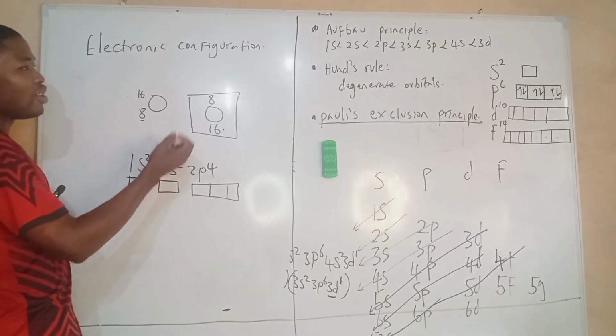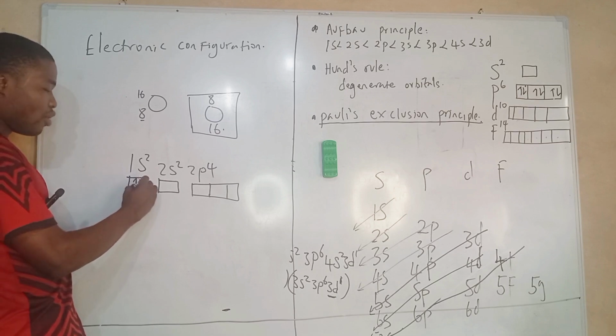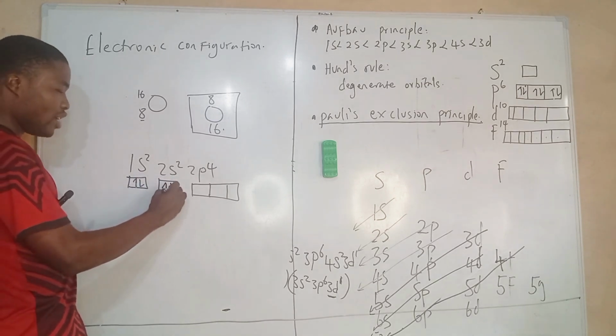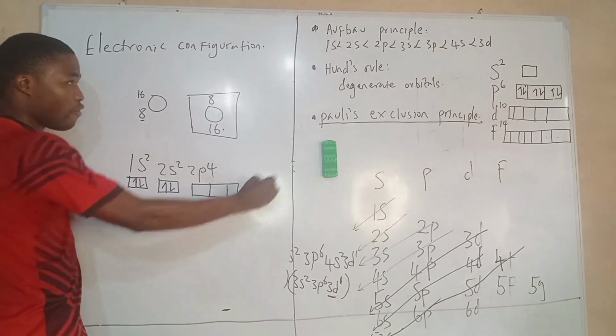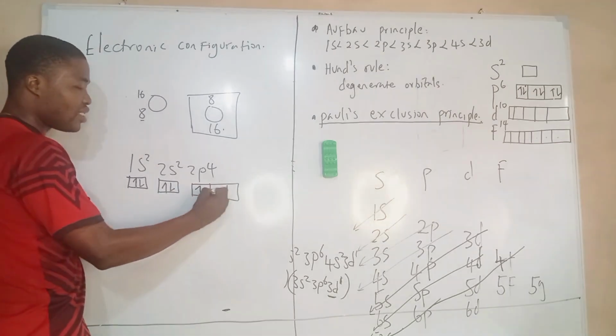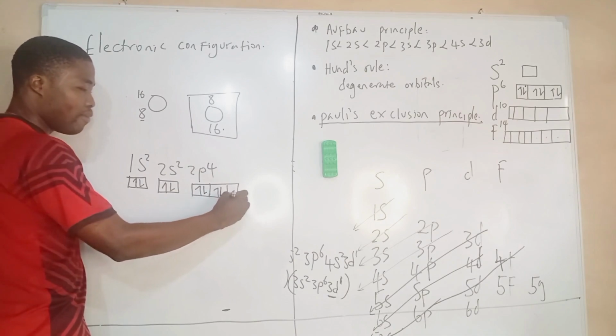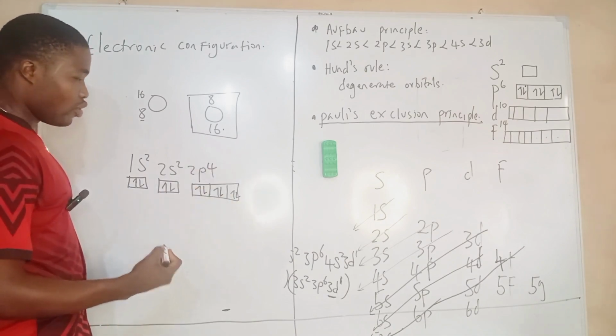So according to Pauli's exclusion principle, if I fill an electron here, spin up, the other one should be a what? Spin down. This should be a spin down. Now, according to Hund's rule, here we should fill singly first before pairing. So how do you pair? Back, back, back. That's how we pair.